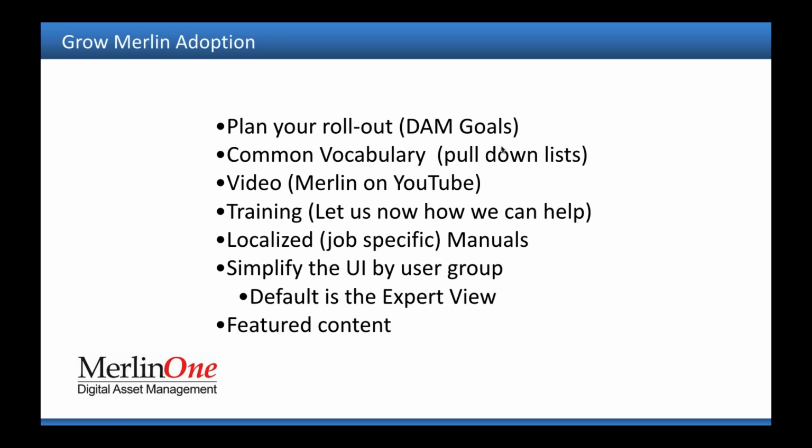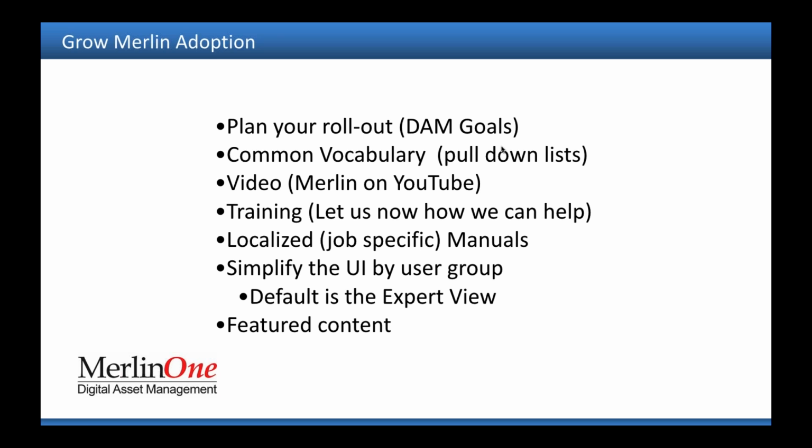So these are the things that I'd like to talk about today, and we're going to go through each one of these in a little bit of detail. These are the things that are important to increasing your adoption of Merlin. You want to plan your rollout and set your goals for your digital asset management solution. Having a common vocabulary so that people are searching using the same language that you might be using to add metadata is a really important thing.